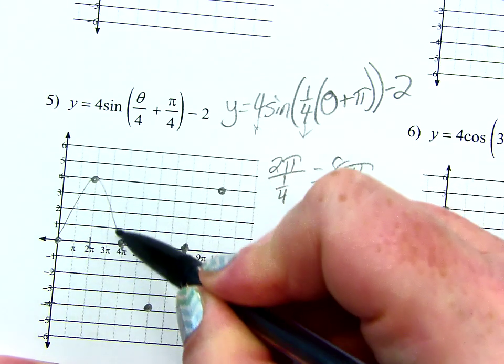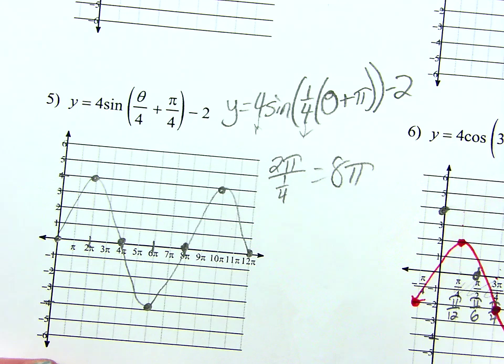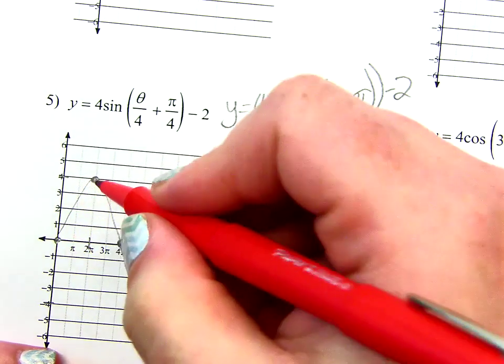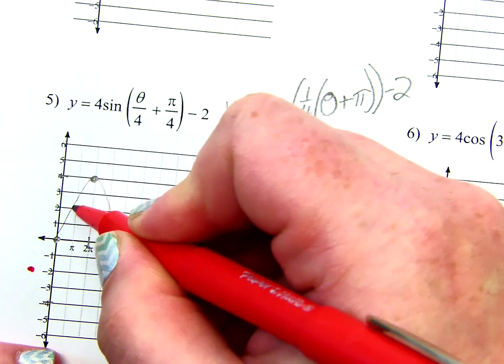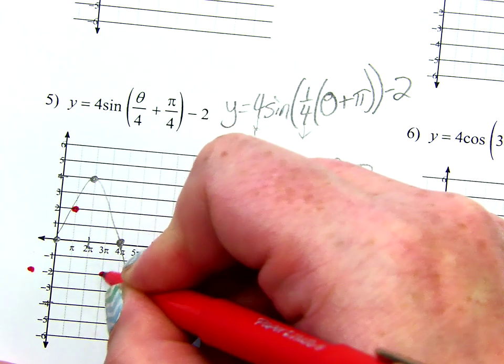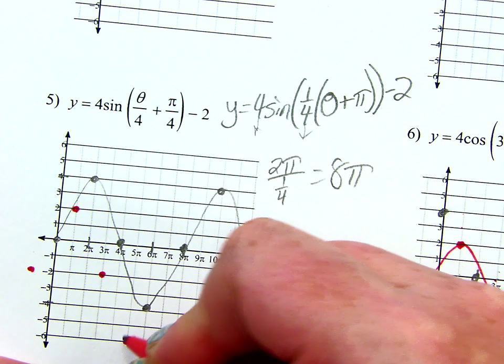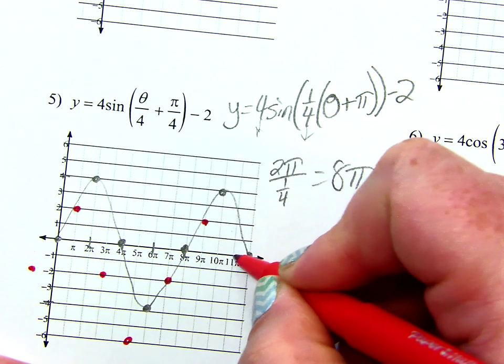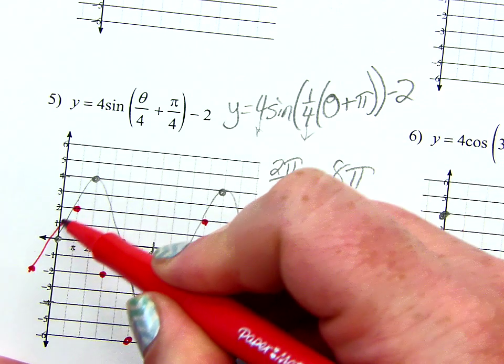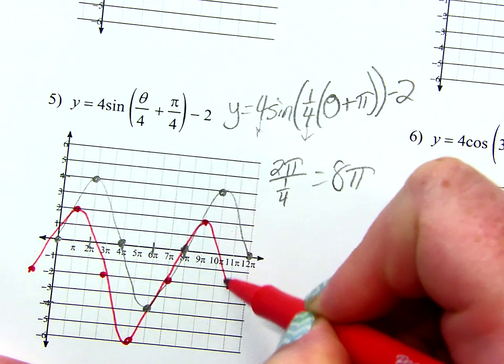So here's my original graph. And then, where do I move this one? Left 1, down 2. Left 1, down 2, that's it. So each one of these points is now left 1, down 2. And there we have it. Much easier.